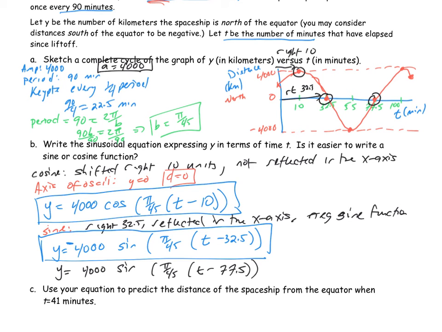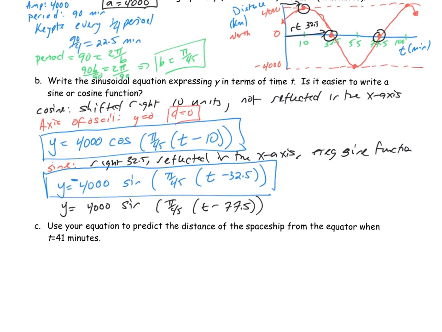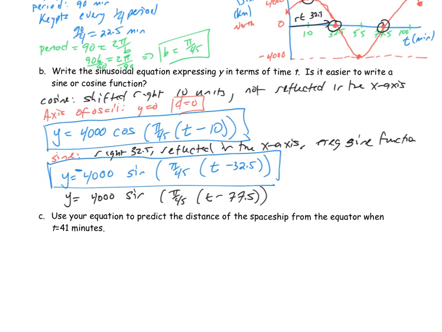Letter C says, use your equation to predict the distance of the spaceship from the equator when t equals 41 minutes. So all we need to do is substitute t equal 41 into one of our equations. I'll use the cosine equation. So we have y is equal to 4,000 cosine pi over 45 times 41 minus 10. That's what t is. And I can simplify it a bit. So this will be 4,000 cosine pi over 45 times 31.